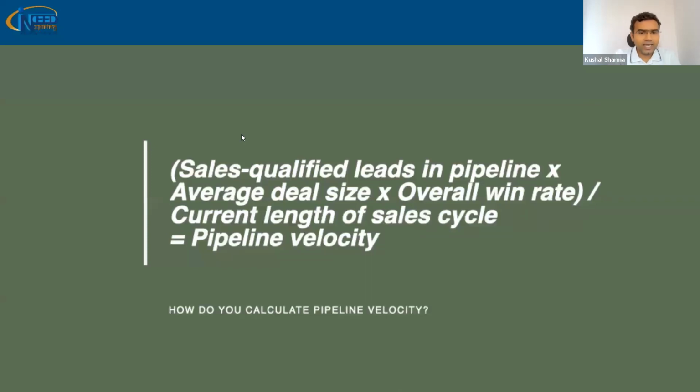This is the formula: sales qualified leads in pipeline times average deal size times overall win rate. So the number of leads times average deal size times overall win rate, then divide by the current length of the sales cycle. That is the pipeline velocity, the speed of the pipeline you have set. So this is very important.